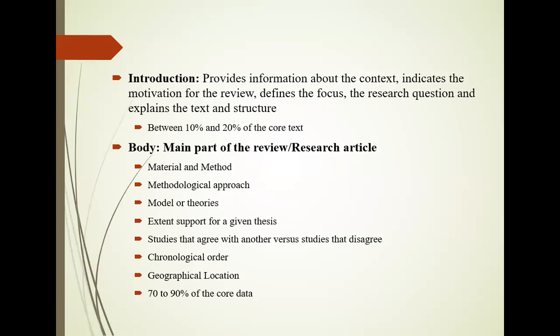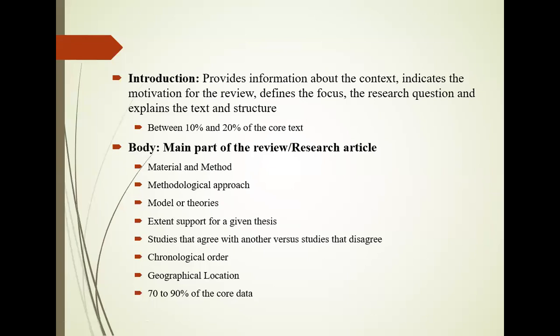Then the main part is the body, the main part of the review and research article, where you need to include all the parts. So I merged all the review and research articles. Accordingly, you can separate out, like materials and methods, which is basically in the research article: what materials and methods you have selected to conduct a particular research. So it also varies depending on the subject line.